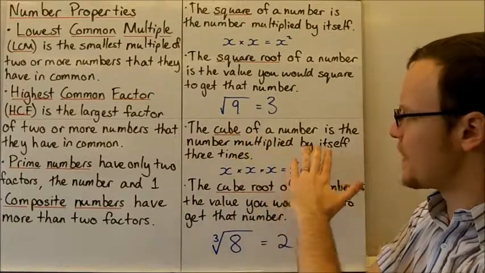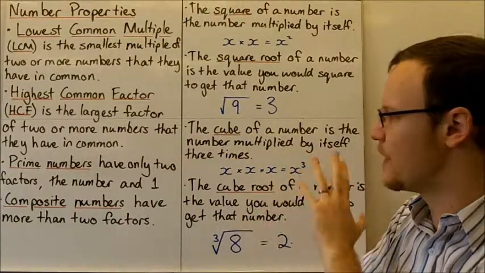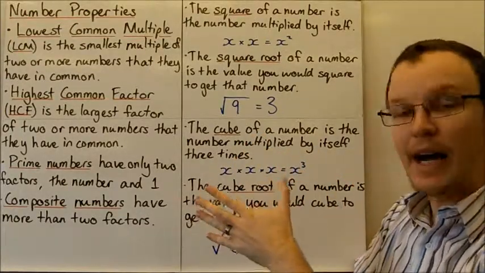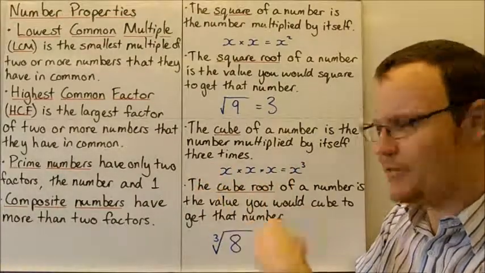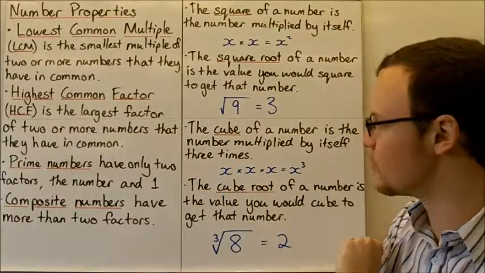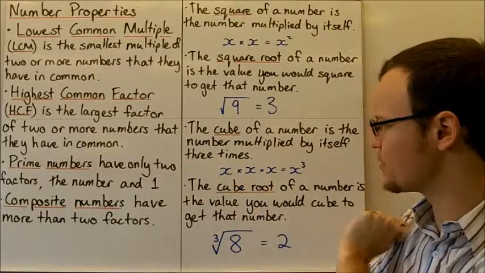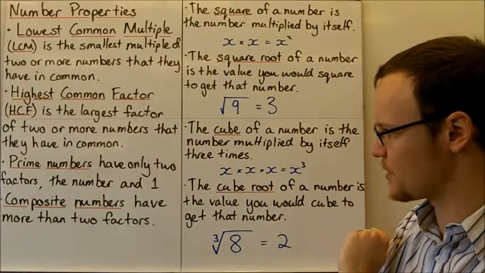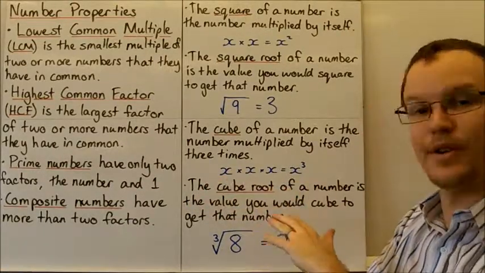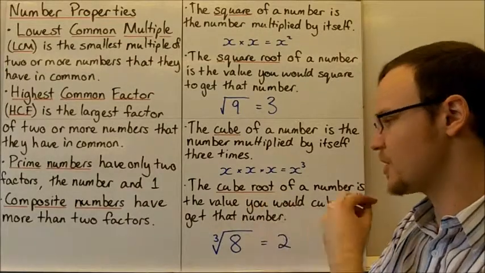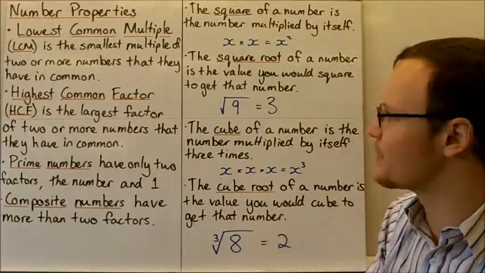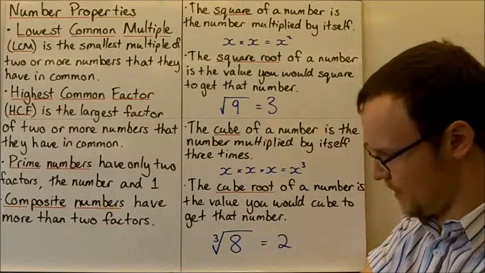The cube of a number is the number multiplied by itself 3 times. So 5 times 5 times 5 is 5 cubed, or cube of 5. The cube root of a number is the value you would cube to get that number. So once again, going back in the opposite direction, very similar to the square root.